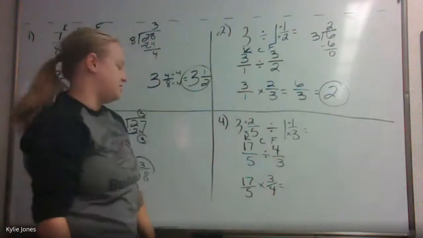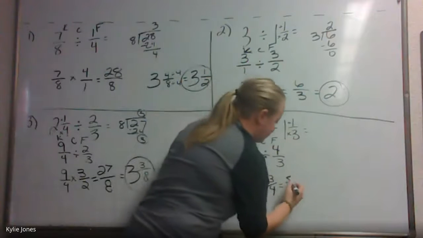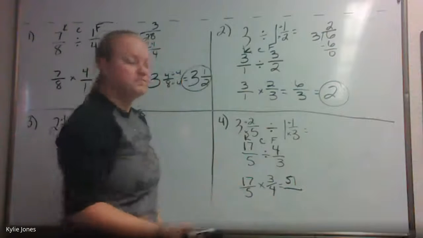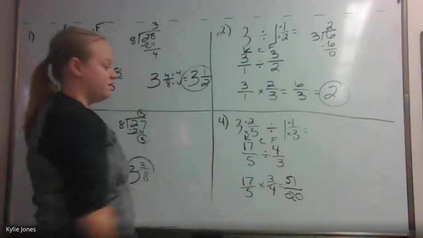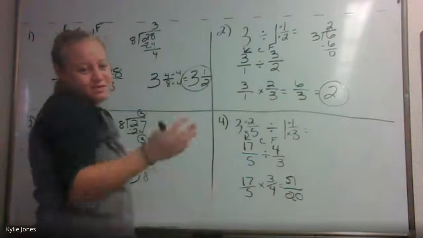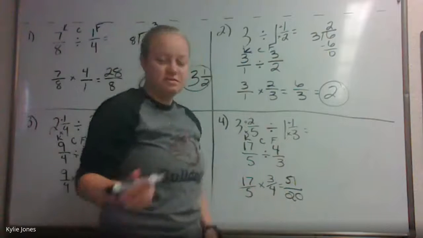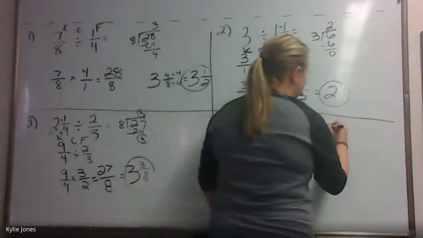What is 17 times 3? 51. Good. 51 over 5 times 4? 20. I did my math wrong. I did not get that answer. That's all right. Sometimes it's a process. Now we need to do 51 divided by 20 to get our mixed number.